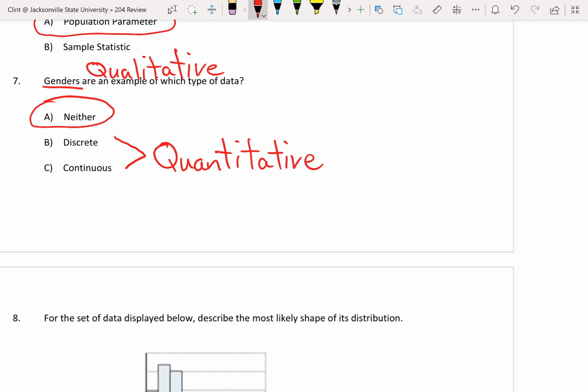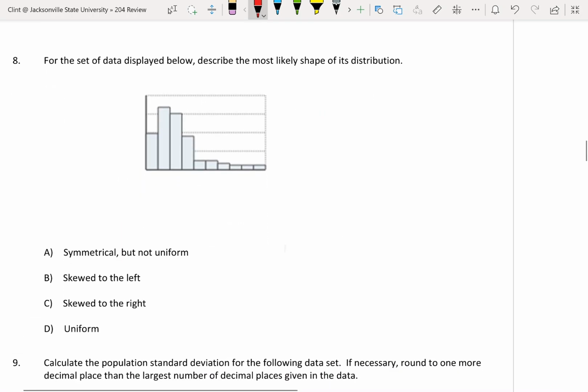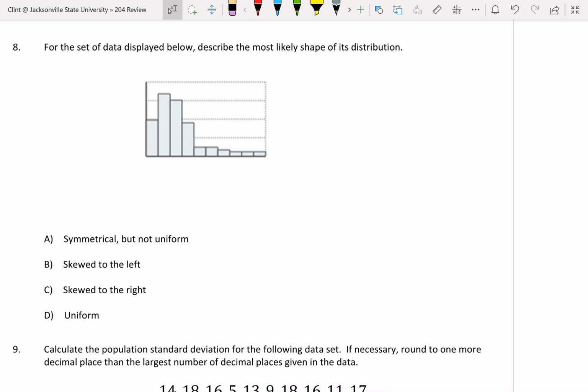I think we've got another problem where we'll talk about the difference between the discrete and continuous. Okay. All right. It's qualitative, can't be discrete, can't be continuous. All right. Number 8 asks us about the shape. So what shape would that distribution be?